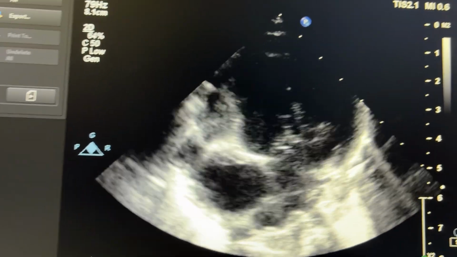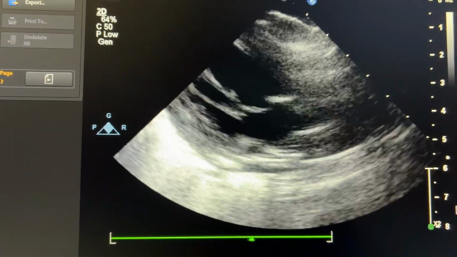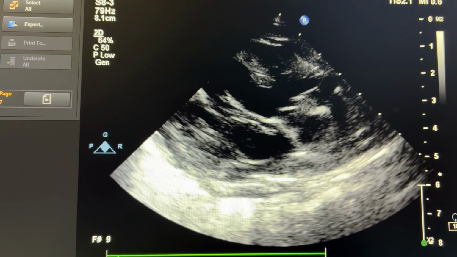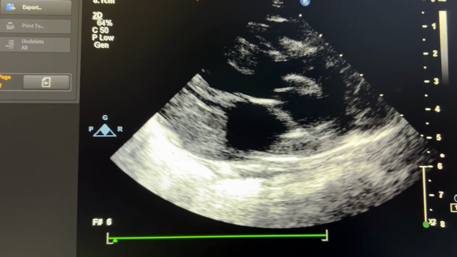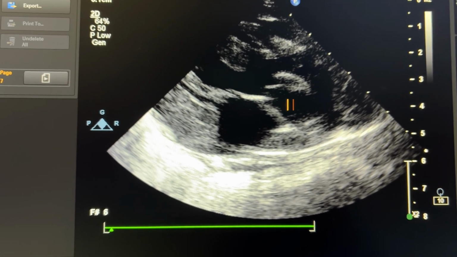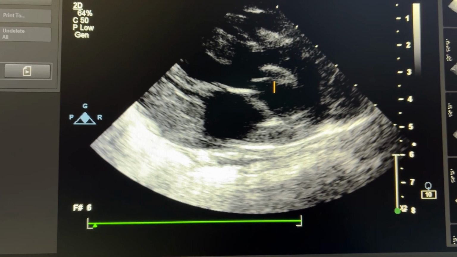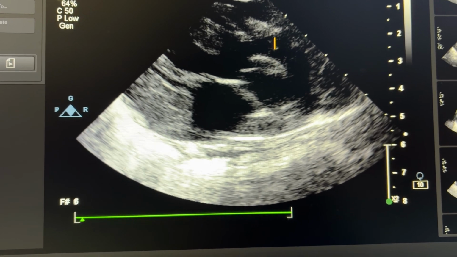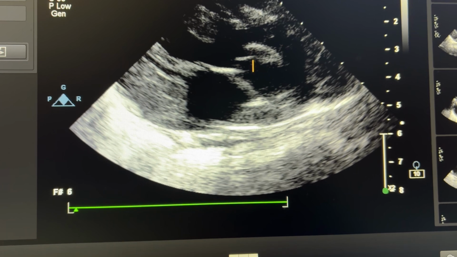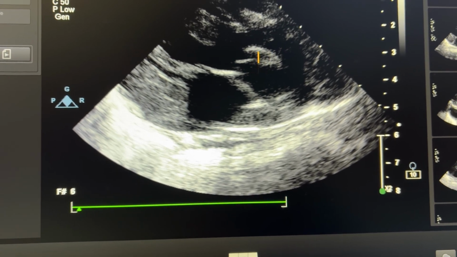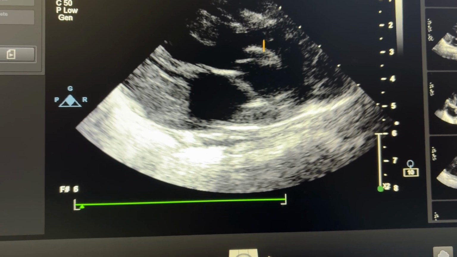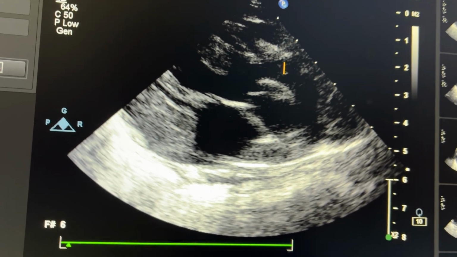Now the next image, again you can see in this image, this is parasternal long axis view. This is left atrium, this is left ventricle, and this is pulmonary artery, and this is aorta. Aorta is anterior, that is in upper part of the screen. Pulmonary artery is posterior, that is below the aorta. So we call aorta anterior to pulmonary artery in this image.